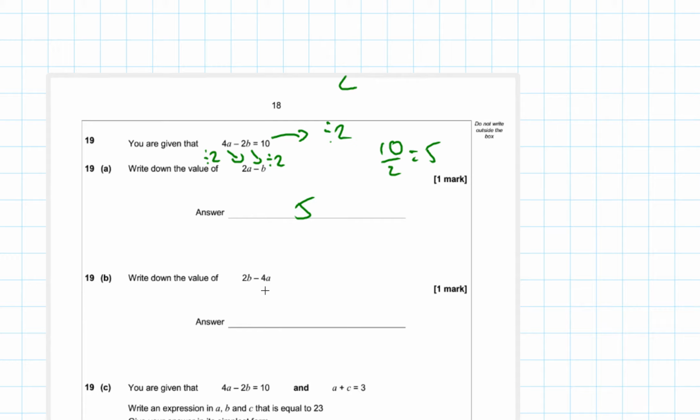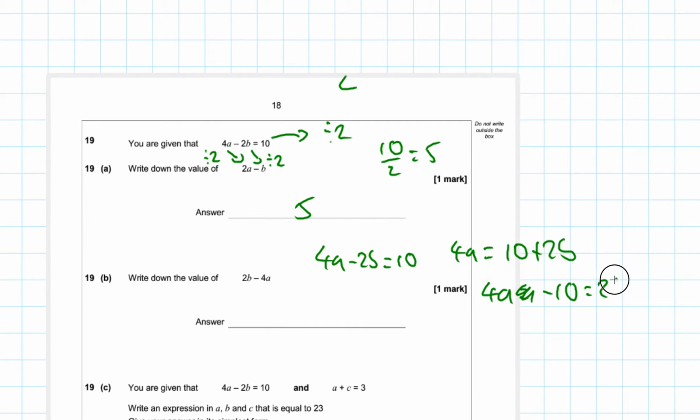The next one we've got is write down the value of 2b minus 4a. Okay, so this one, we can see here that we have 4a minus 2b equals 10. So if you're always confused, look back at your original statement. We can rearrange this one. We can add 2b, so we get 4a equals 10 plus 2b. And then we can move the 10 over to the left-hand side. So 4a minus 10 equals 2b. So again, to move it over, we add 2b to both sides. Oh, sorry, my mistake. So here we add 2b and add 2b.